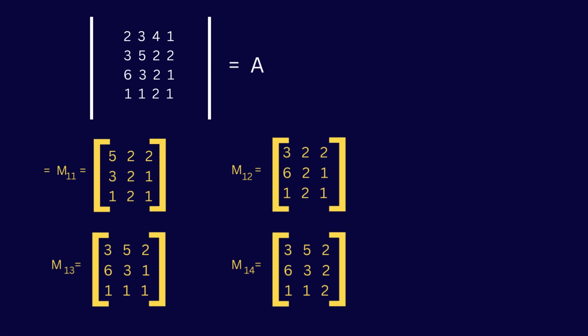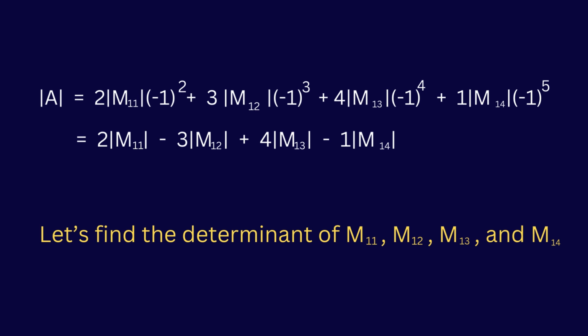Now I am going to create the formula for finding the determinant of a 4 by 4 matrix. This is the formula for finding the determinant of matrix A. Put the first number of the first row, then multiply it by the determinant of the M11 matrix. Again multiply it by negative 1 squared. Plus, put the second number of the first row, multiply it by the determinant of the M12 matrix. Multiply it again by negative 1 cubed.